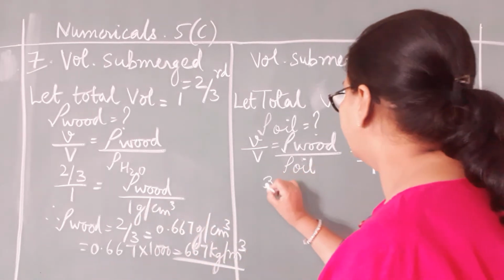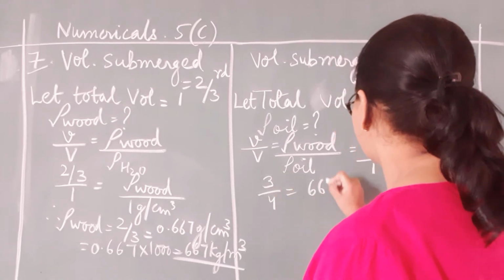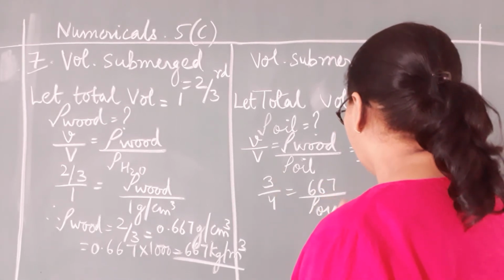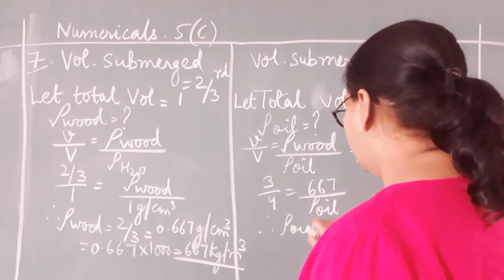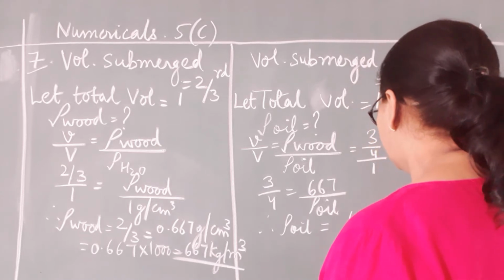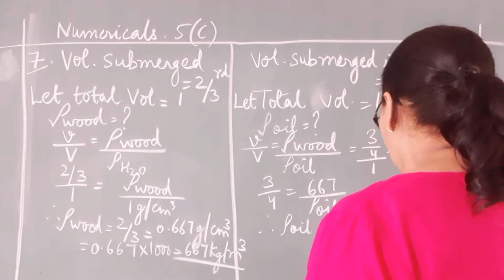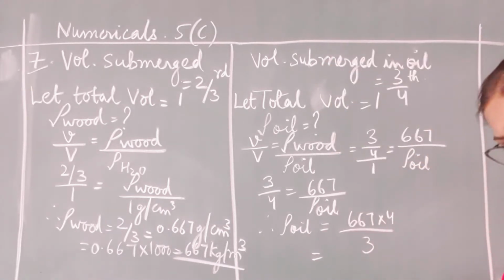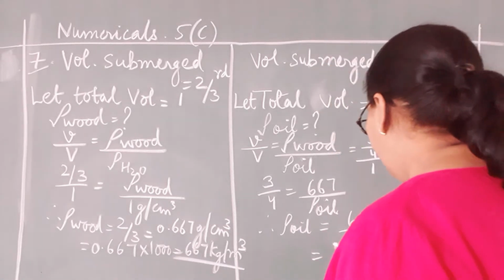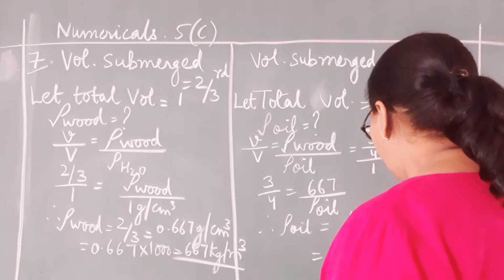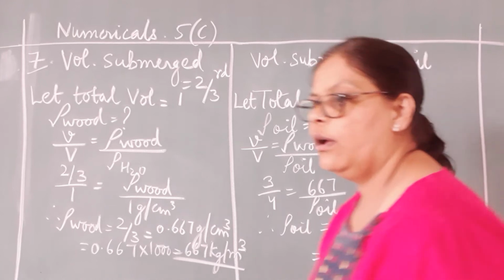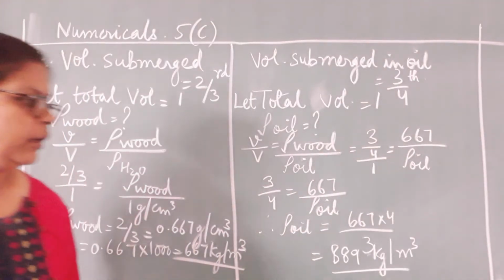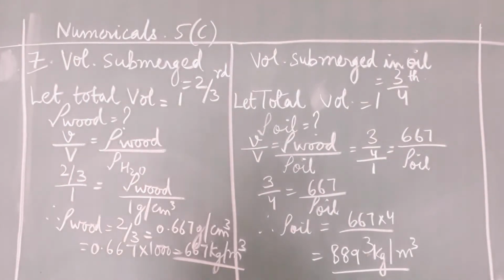So what do I get? I get 3/4 is 667 upon the density of oil, and therefore what will be the density of oil? The density of oil will be 667 into 4/3. When I solve this, the answer is 889 kg per cubic meter. So I found out the density of oil for you. This is the question number 7. Please have a look, and then we move on to question number 8.